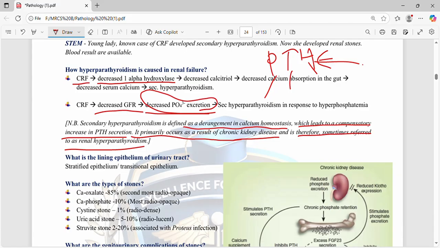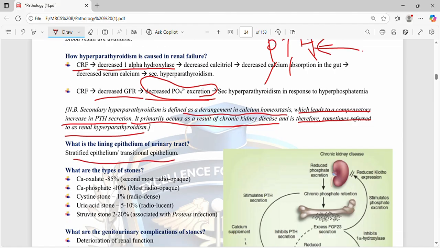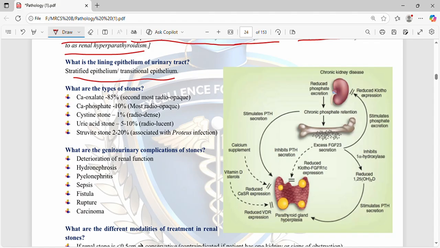What is the lining epithelium of the urinary tract? It is a stratified epithelium, or transitional epithelium. What are the types of stones? Calcium oxalate is 85%, the most common but the second most radio-opaque. Calcium phosphate is 10%, but the most radio-opaque. They are dense. Why? Because you know that bones are also made of calcium phosphate, so calcium phosphate stones will be like bones. They will be much denser.